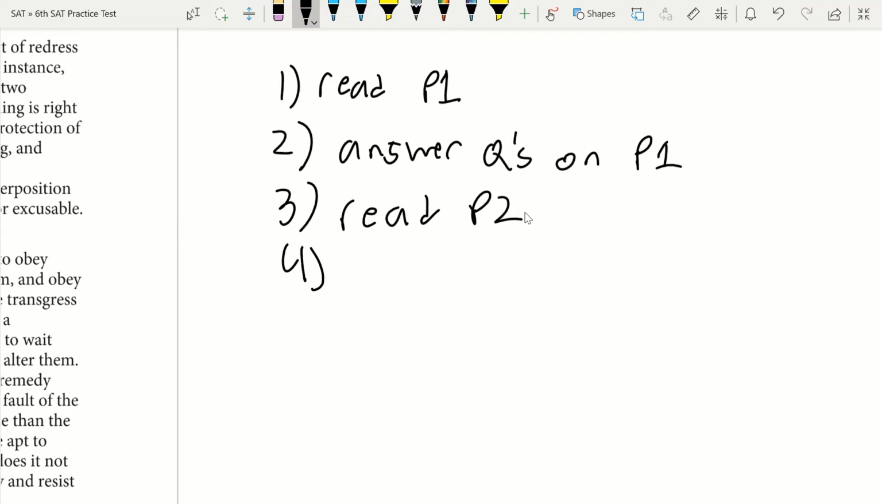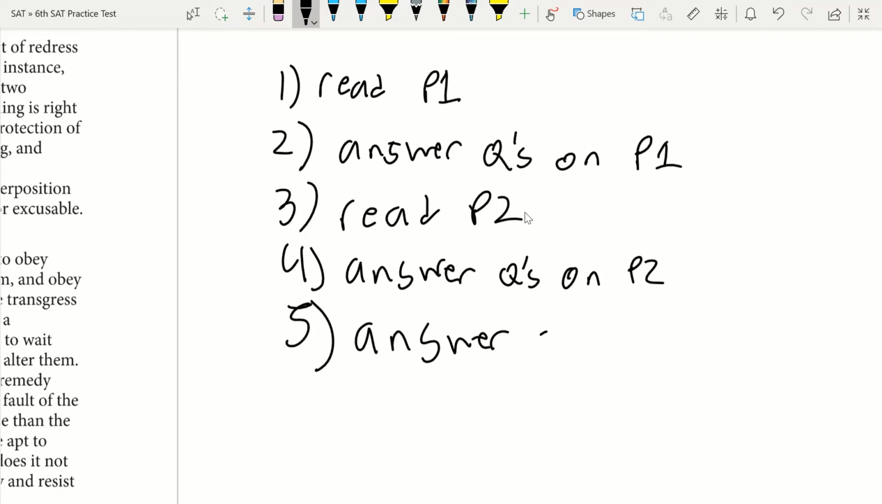After I read passage 2, I'm going to answer the questions that ask me specifically about passage 2 only. So answer questions on passage 2 only. At that point I've read both passages. So after I've answered those questions, I answer the questions that are on both of them, that ask me to compare them, contrast them, all of that.